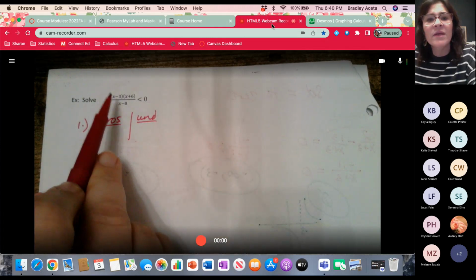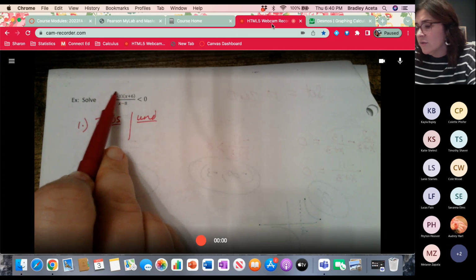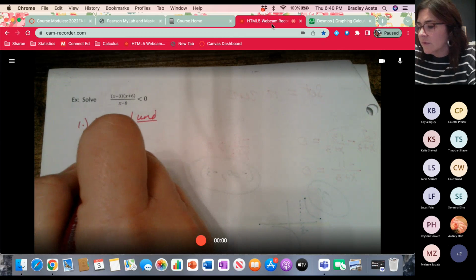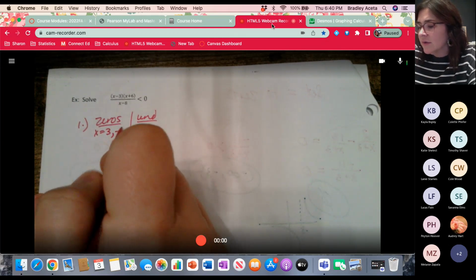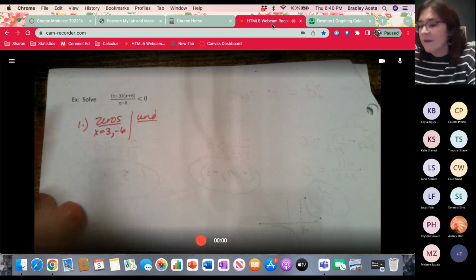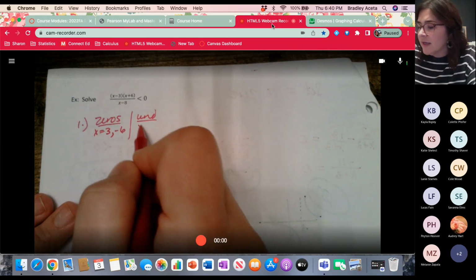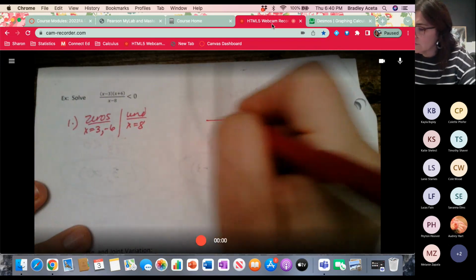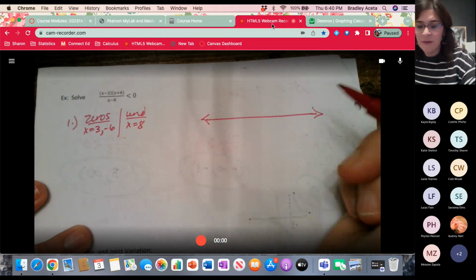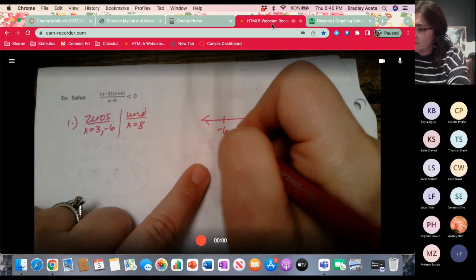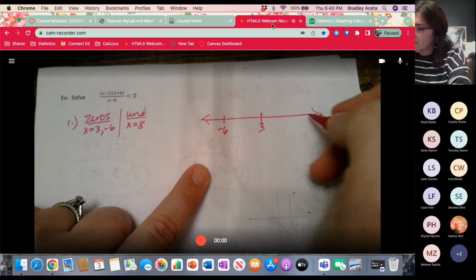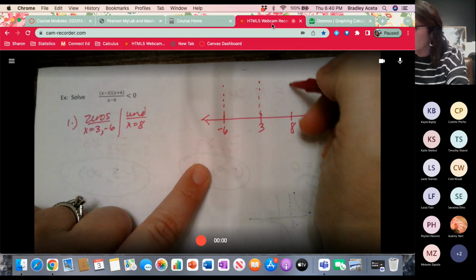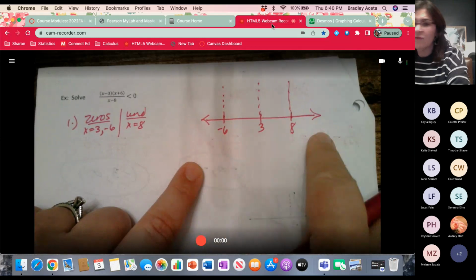The zeros are what makes it 0 on top. So 3 would make a 0 on top because 3 minus 3 is 0. -6 would make a 0 on top. On the bottom, it would be undefined at 8. So we're going to plot those. So -6, 3 would come next, and 8. So we got a couple of zones here. 1, 2, 3, 4 zones.